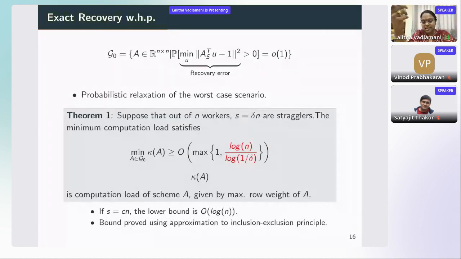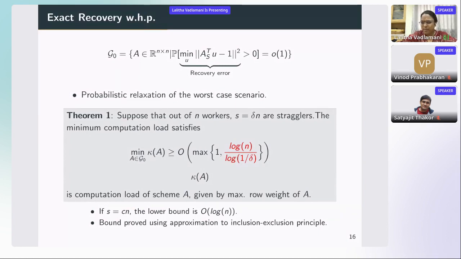So what does A_S transpose u do? It is like taking linear combinations of the outputs of the non-straggling nodes. Which linear combination is okay, because I just want to get as close to the all ones vector as possible. So you minimize over u the norm of A_S transpose u minus 1, where 1 means not a scalar but an all ones vector. And this is saying that the probability that it is strictly away from 0 is O of 1.